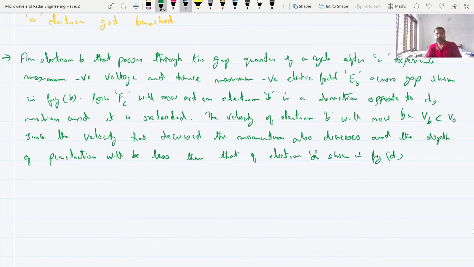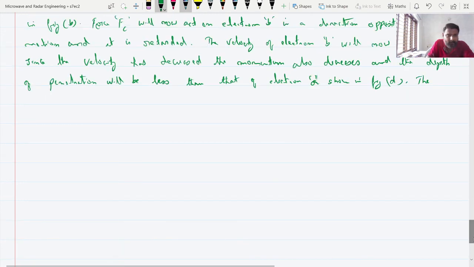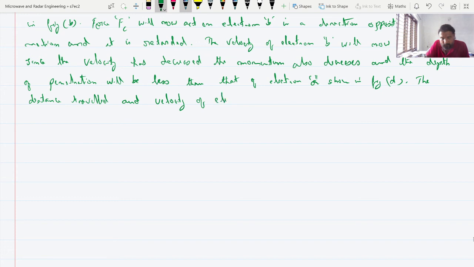Then what happens? The distance traveled and velocity of electron B are both less than those of electron A. And distance by velocity, that is the transit time.